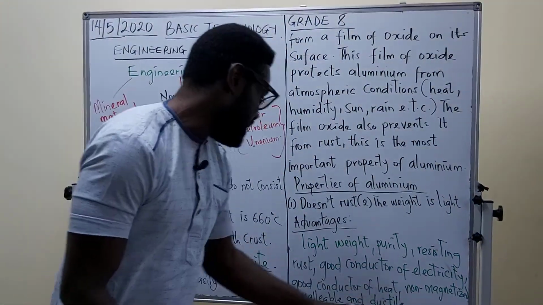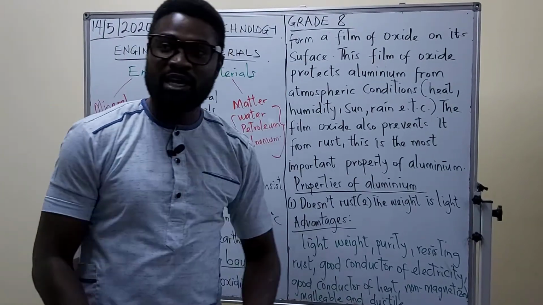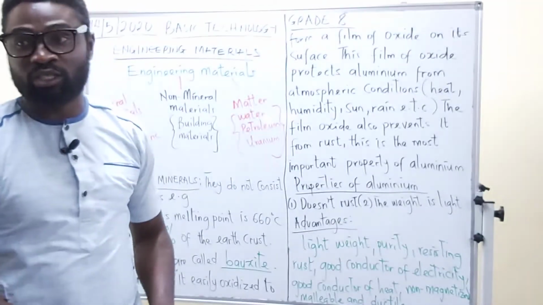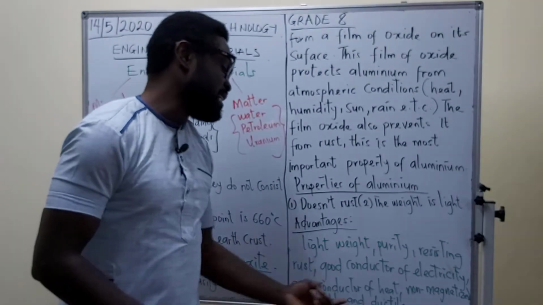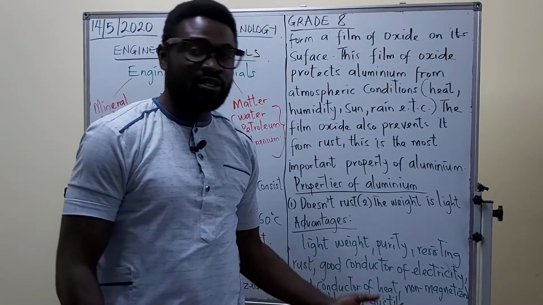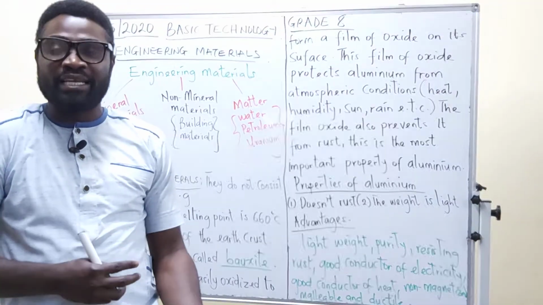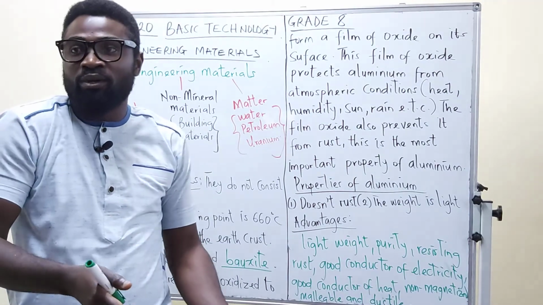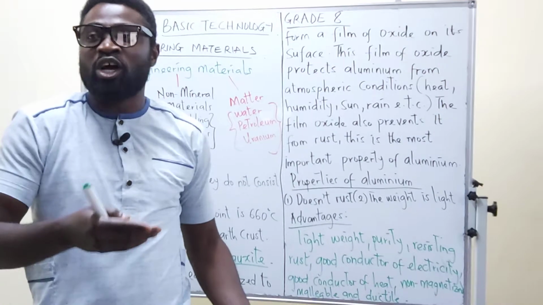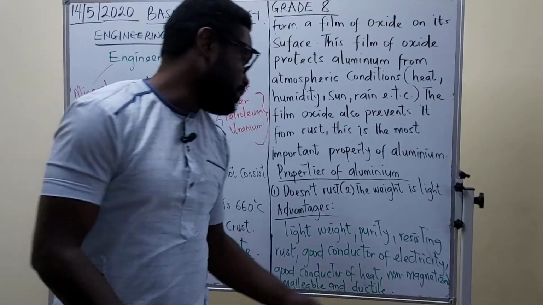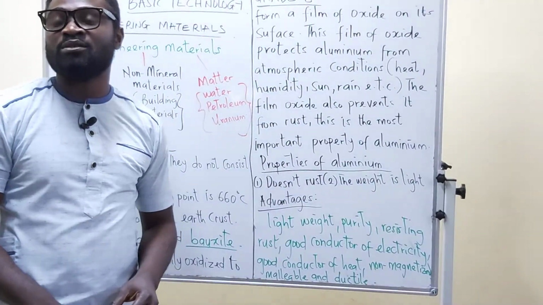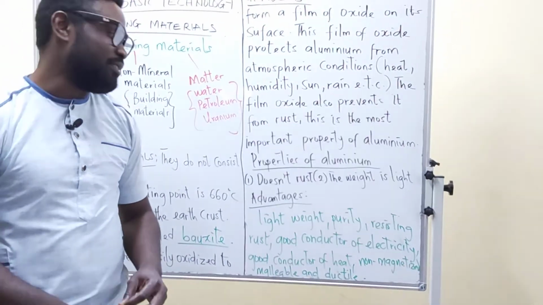Now, the next thing is it is a good conductor of heat. Of course, anything that can conduct electricity is most times a good conductor of heat as well. Conduction of heat means it can absorb heat, and when you touch it, you will feel that heat has been stored up in that very aluminium. Now, it is non-magnetized. It's not something very good when it comes to magnets. It's not very magnetic.